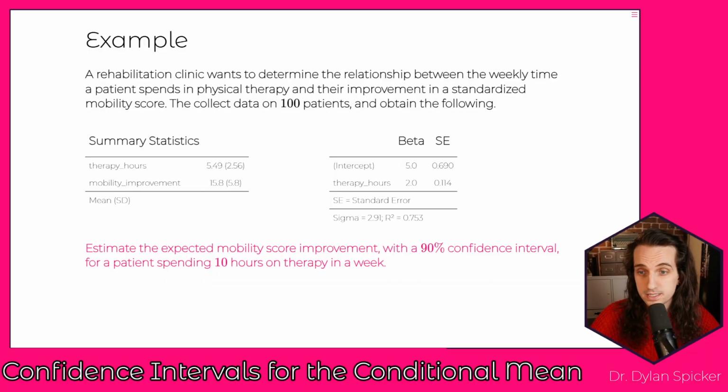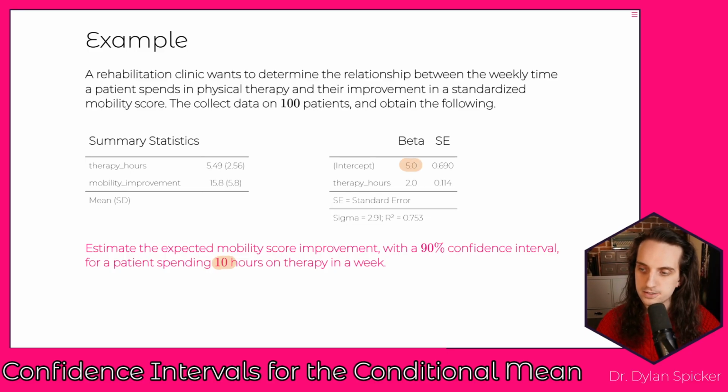The last example we'll take a look at here has a rehab clinic that wants to determine the relationship between the weekly time a patient spends in physical therapy and their improvement on a standardized mobility score. They collect data on 100 patients and obtain the following, right? We want to estimate the expected mobility score with a 90% confidence interval for a patient spending 10 hours in therapy per week, right? And so again, we're becoming sort of experts at this by now, hopefully, but we want to estimate that conditional mean given x is equal to 10, right?